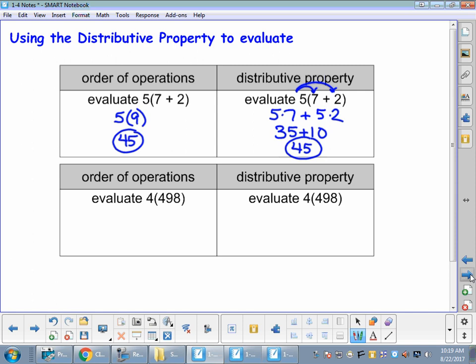I could have taken out this and just did that step in my head. So it's not any more work, it's just different work. Now, I would probably stick with the order of operations method here.